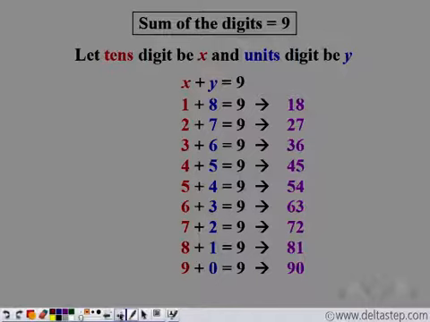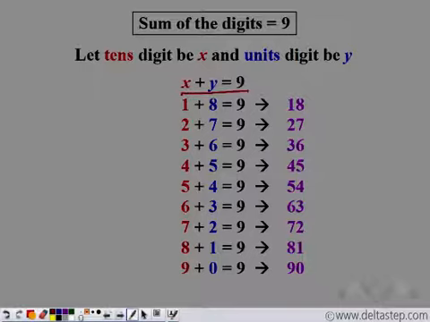Well, you may ask me, why haven't I taken the value of 0 in place of x? If we take x as 0, the tens digit will be 0. But we are considering only 2-digit numbers. So the tens digit of a 2-digit number cannot be 0. So we ignore 0. So we take x from 1 to 9 and find the corresponding value of y and get these as the possible combinations.